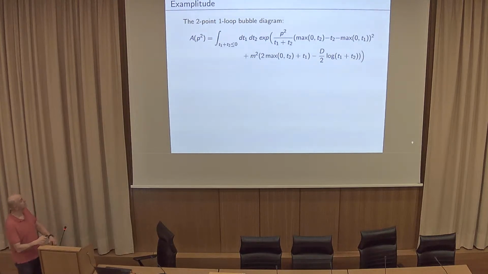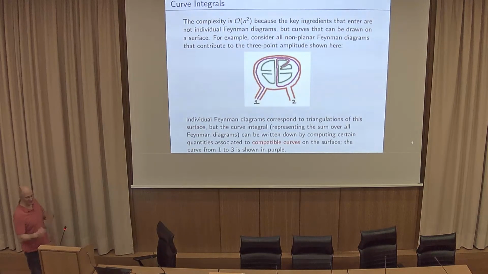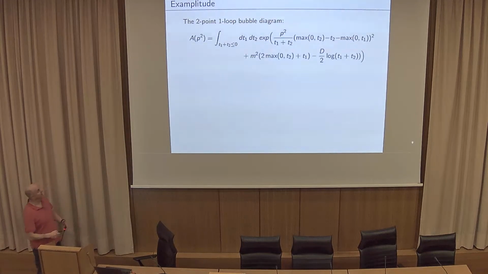Excuse me, what is T1, T2? Yeah, thank you. These are basically Schwinger parameters. They're related to Feynman parameters. Graphs with this topology would have two propagators. But the point is, you totally skip the step of writing down the Feynman diagrams and doing the loop momentum integrals. The curves directly involve T1 and T2, and there's a formula, you just write it down and you get this.